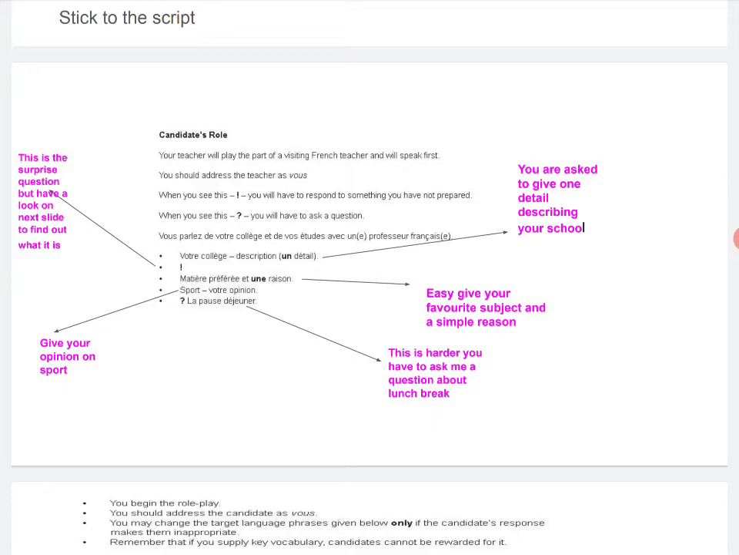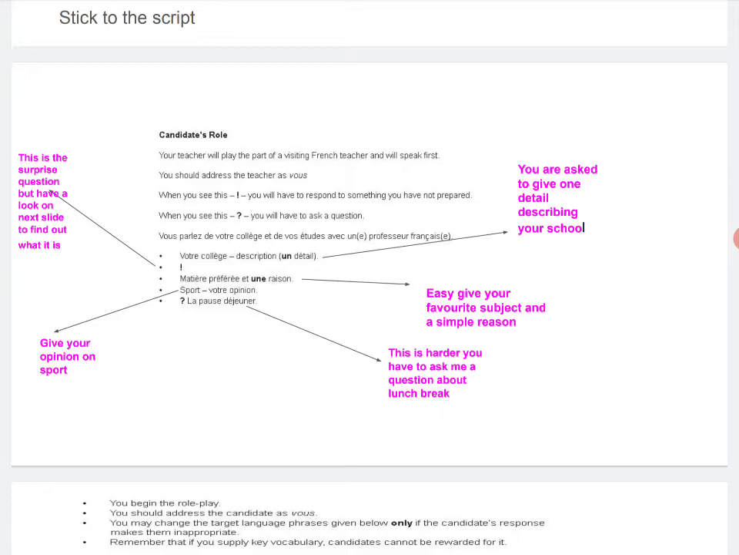Then you've got the exclamation mark. So that is when you really need to listen to me or the person doing the exam with you. I'll show you on the next slide what that one was. Matière préférée et une raison. That's easy. Favorite subject and one reason.